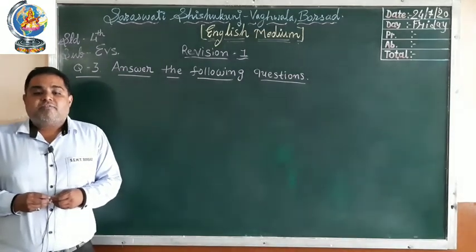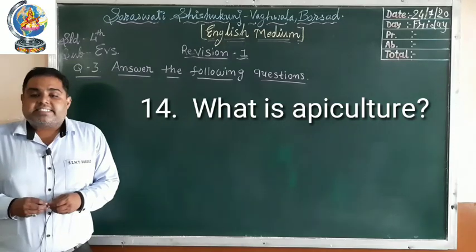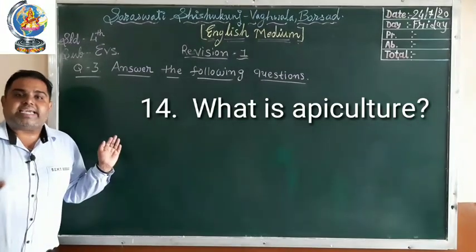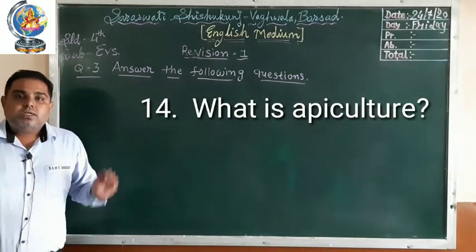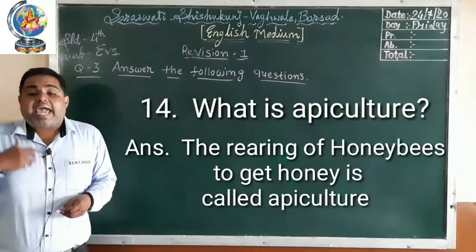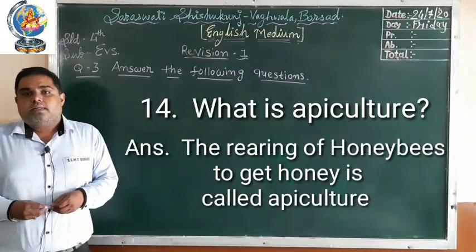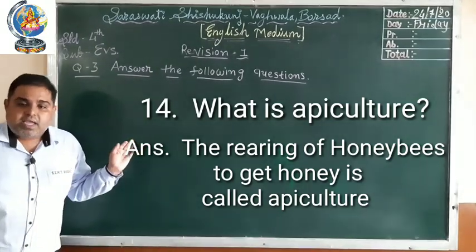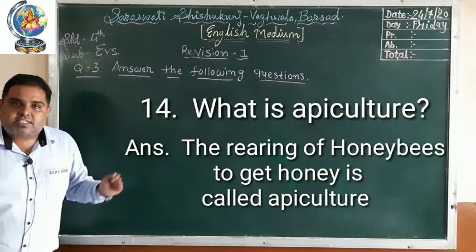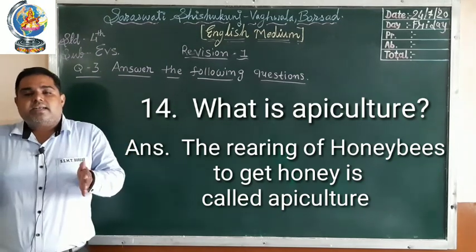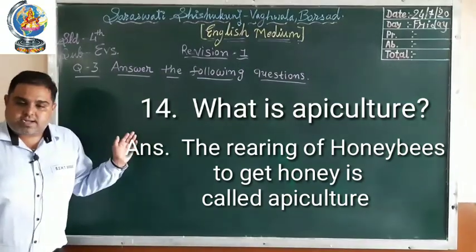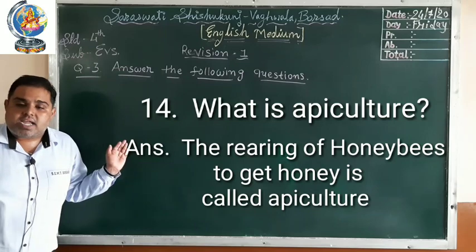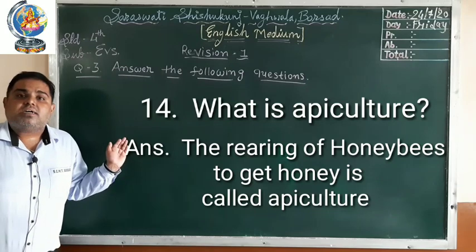Our next question, number 14. What is apiculture? Again, understand the question. What is apiculture? So the answer is the rearing of honeybees. The rearing of honeybees to get honey is called apiculture. So students, understand this answer. What is called apiculture? The rearing of honeybees to get honey is called apiculture.